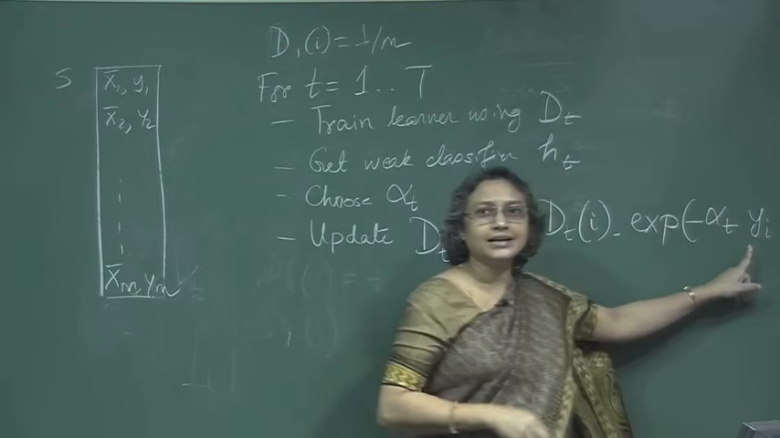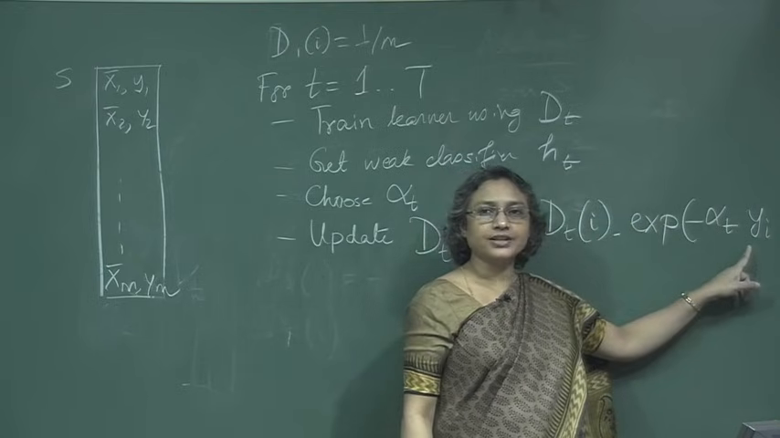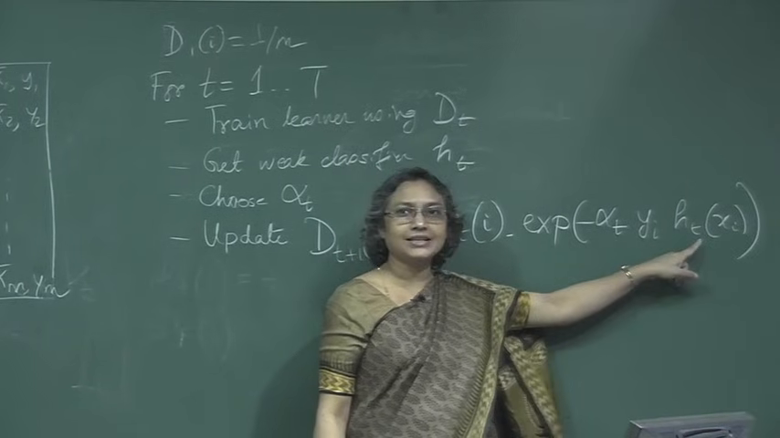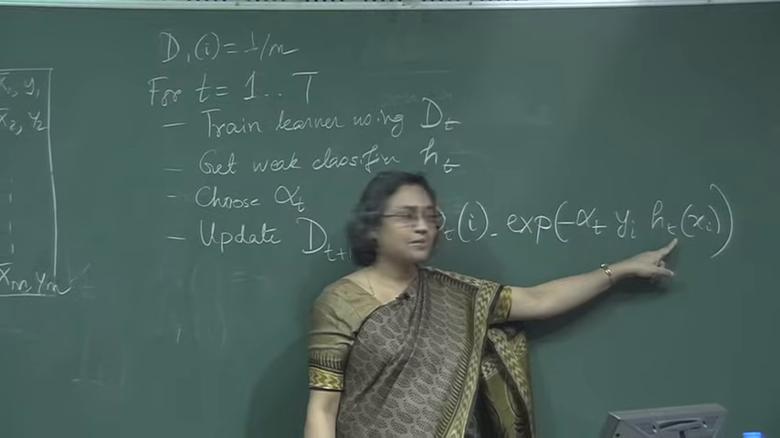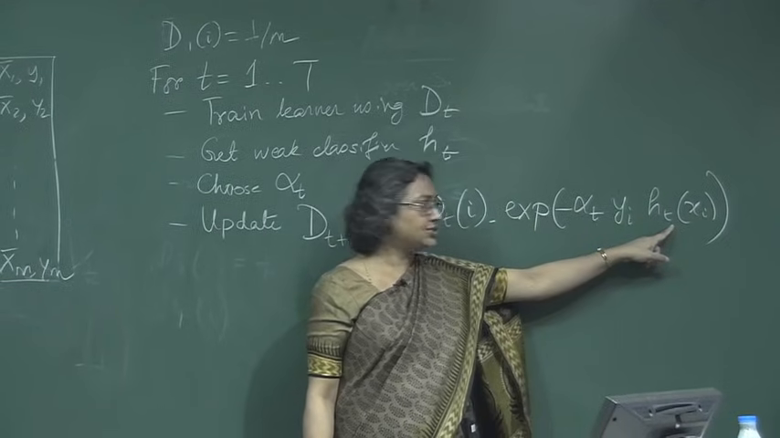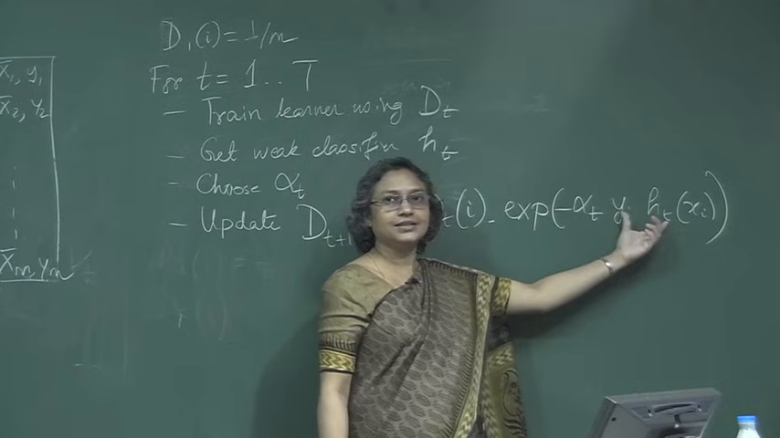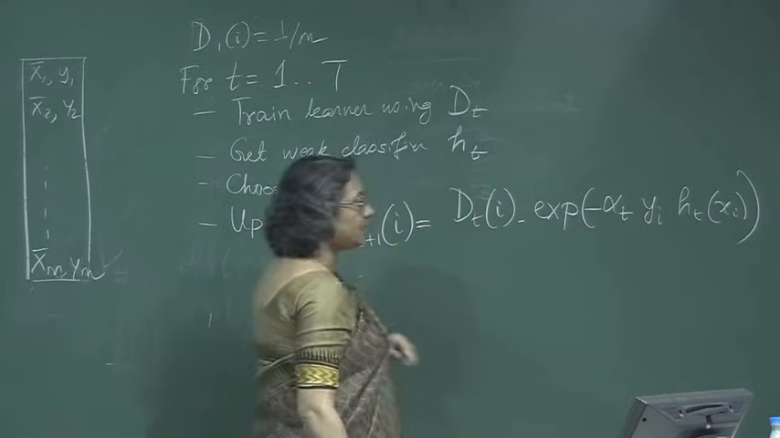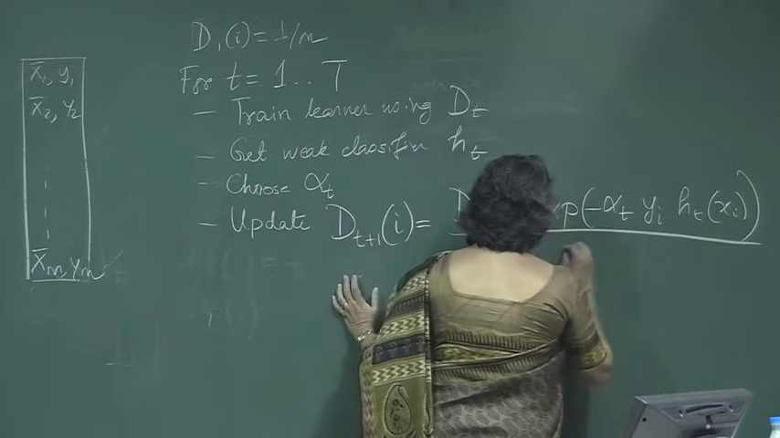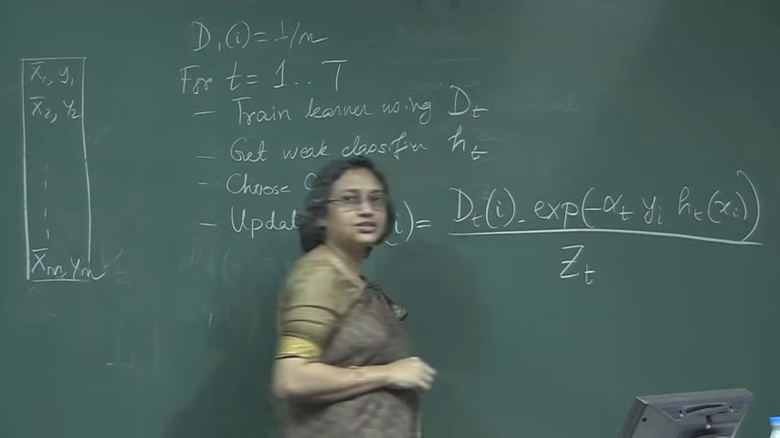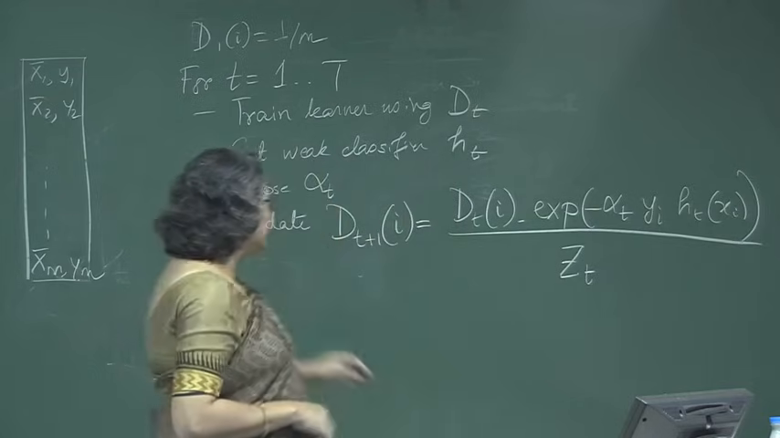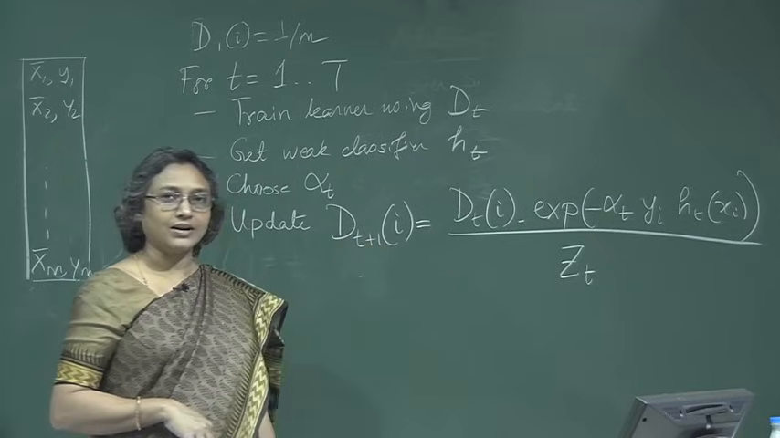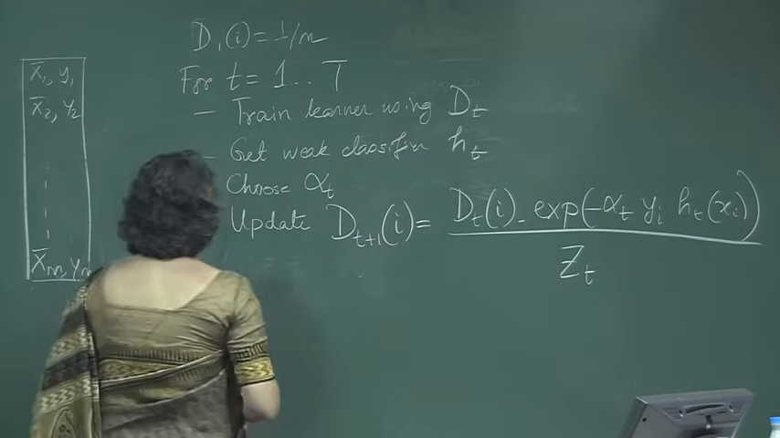So, yi is the target output of the particular training example i, and ht xi is what is output by the learner ht, right. So, if they agree, this is 1, if they do not agree, it is minus 1. Okay. So, this is divided by a normalization factor. This normalization factor is chosen such that the sum of the probabilities, the sum of this over all i, is equal to 1. So, Zt is a normalization factor.